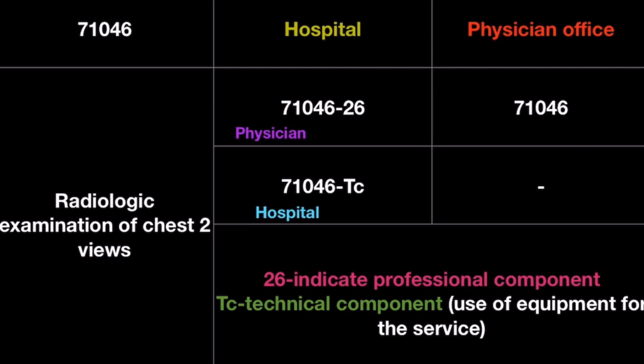But if it is in a physician office, the matter is different. Here the doctor is the owner of the equipment also. That means TC is also for the doctor. He is the owner of the equipment. So he is interpreting the service, the professional component, and the technical component both go to the doctor. So 71046 alone is sufficient to get payment for that situation for the doctor.